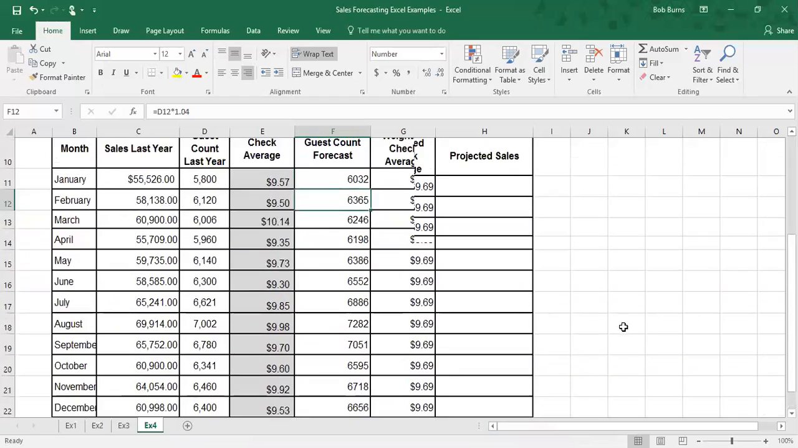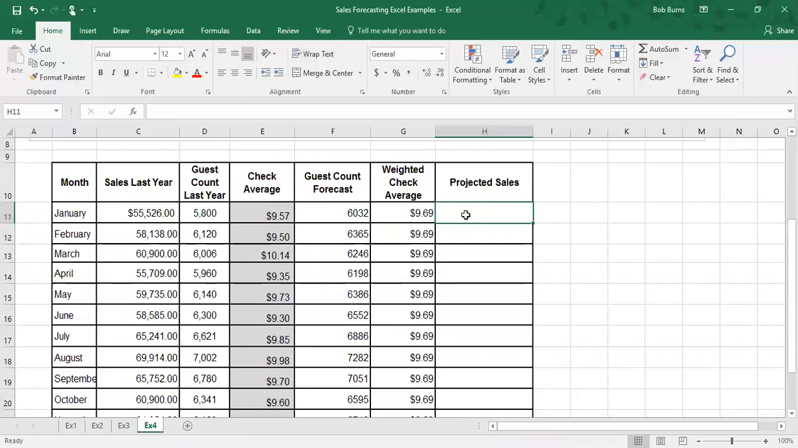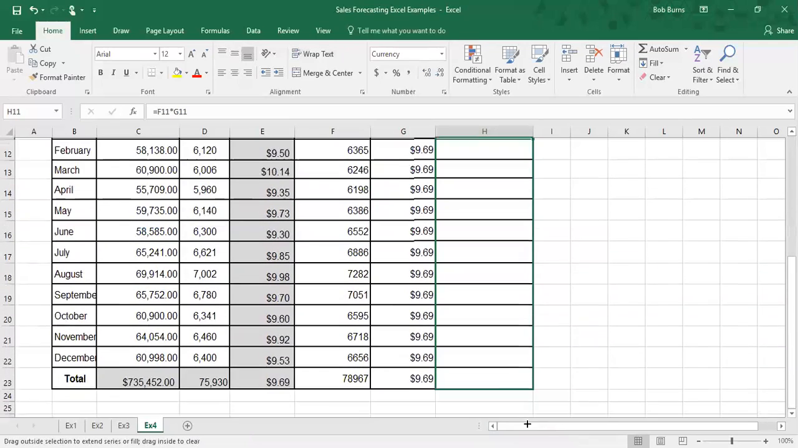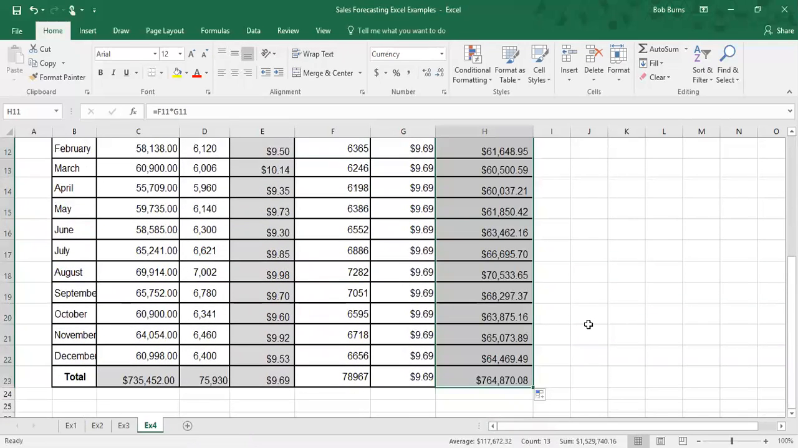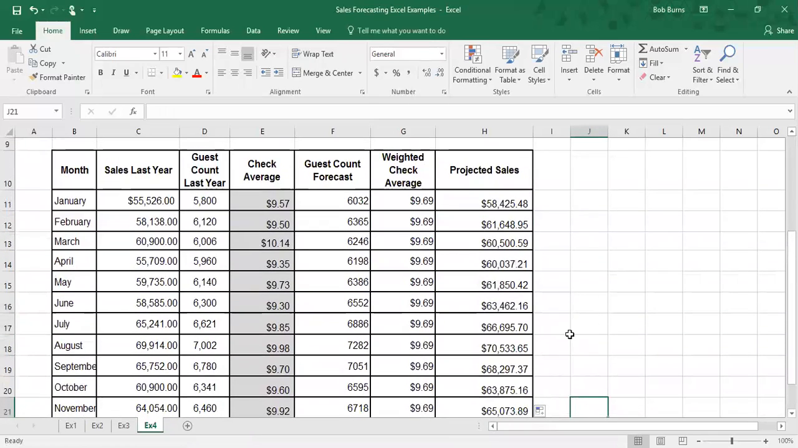There you go. And then the last one, projected sales, is just going to be our guest count forecast times each average check. And then we can drag that down as well, and that will give us all our projected sales. And that's it. And that's how Excel makes life a lot easier.